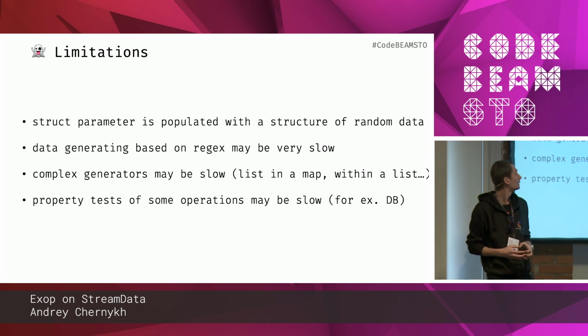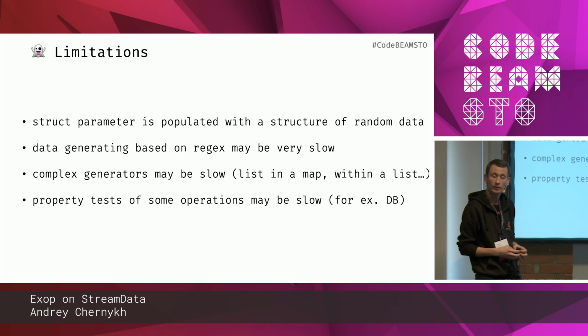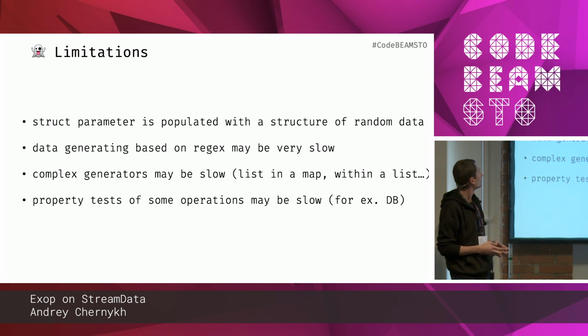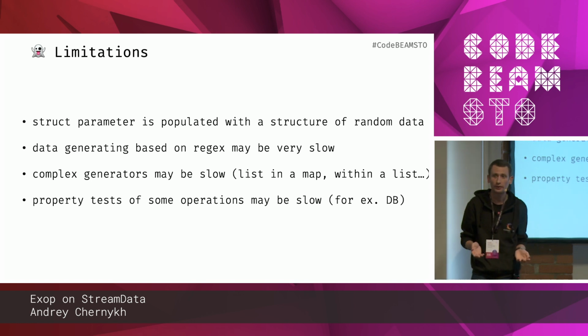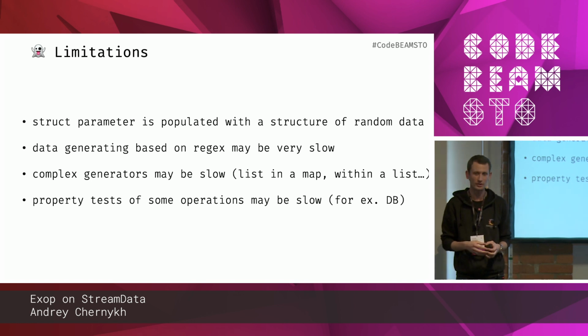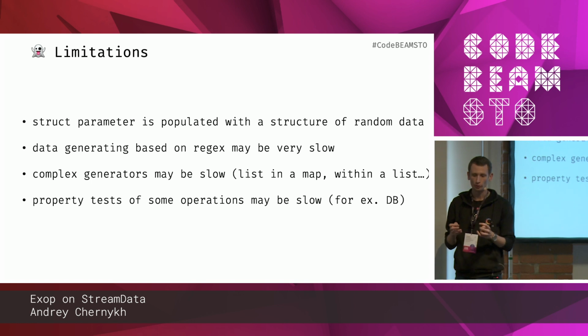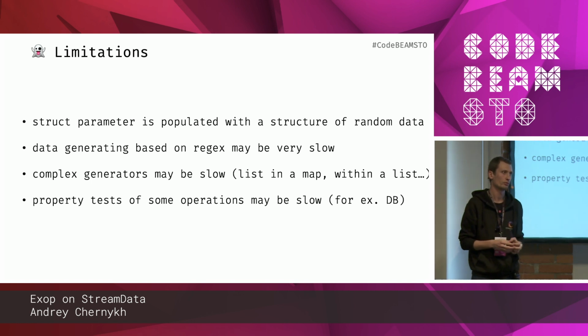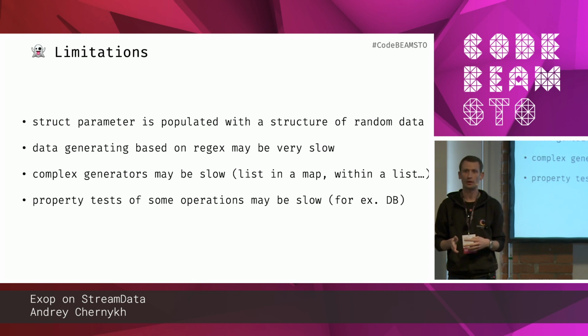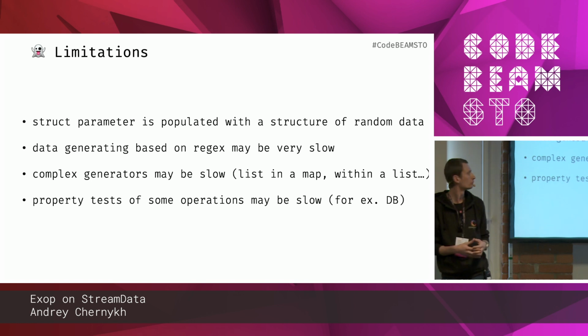Since the ExopData library is relatively young, there are some limitations. We don't want to hide them. Instead, we talk about them. Like, a struct parameter is populated with a structure of random data, because in a struct you cannot specify the type of the field. So if you have a structure with fields name and age, and you don't specify special checks like inner, you will get a struct with name and age populated with any value. And of course, data generating based on regex may be very slow.